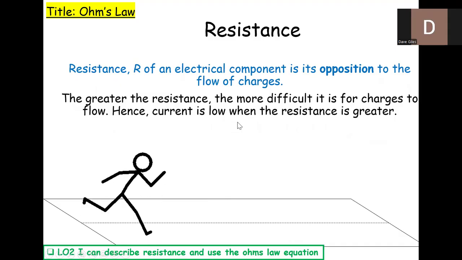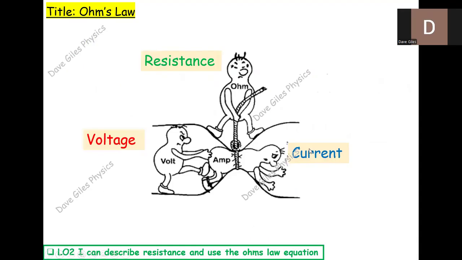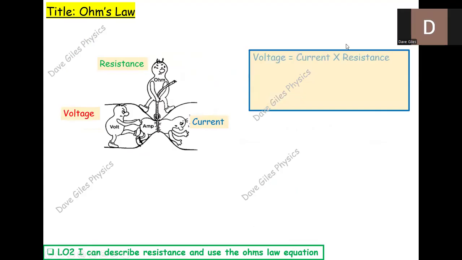Think of it as a man running, and then the resistance here being the brick wall in the way. He'll have to jump over it. Another way to think of it is like this. Current is flowing around the circuit. You've got voltage trying to basically push it around, and then you've got resistance, which is making things harder for it to flow. Making it harder for the current to flow, rather.